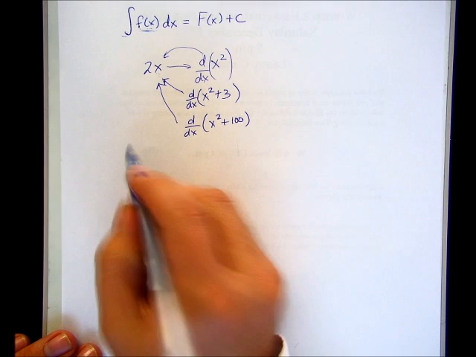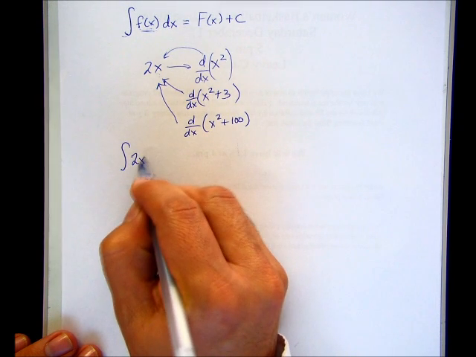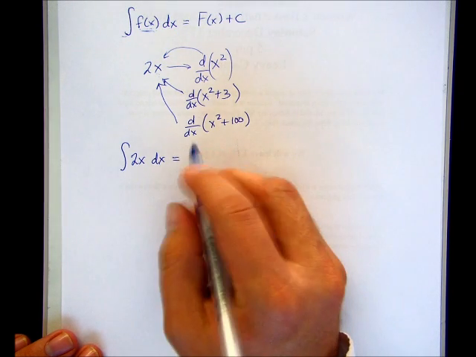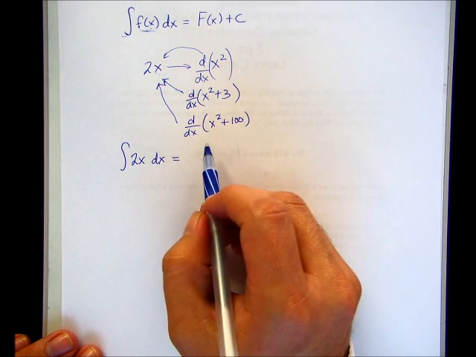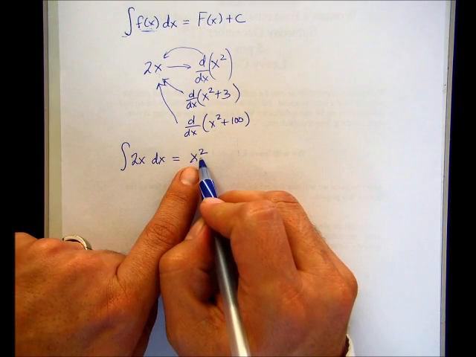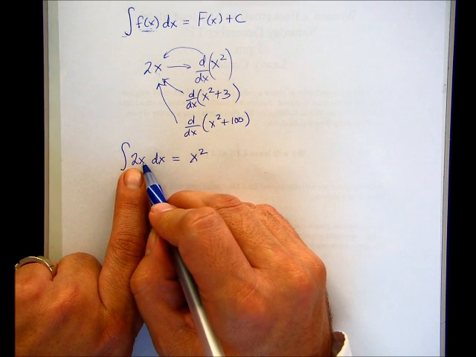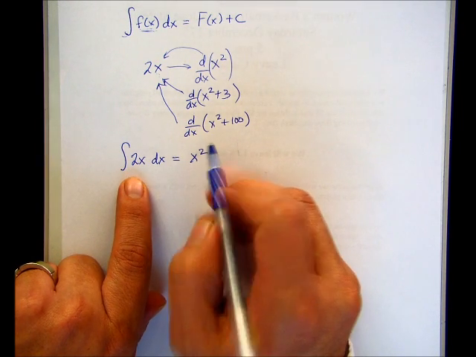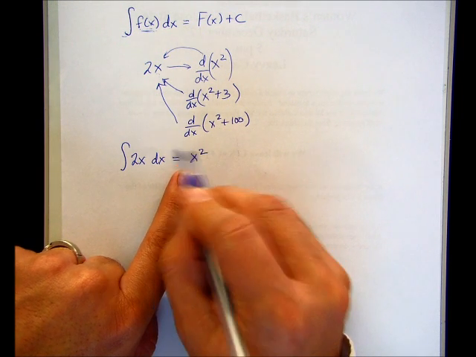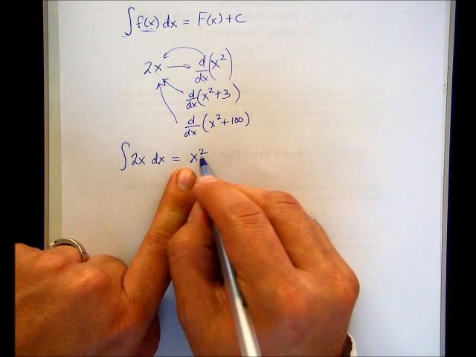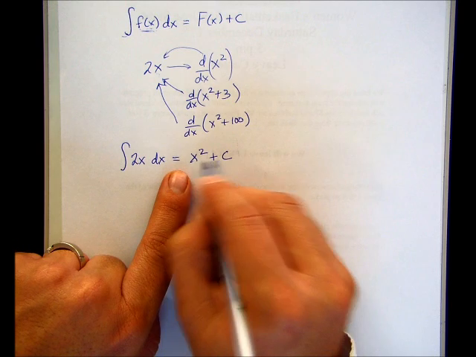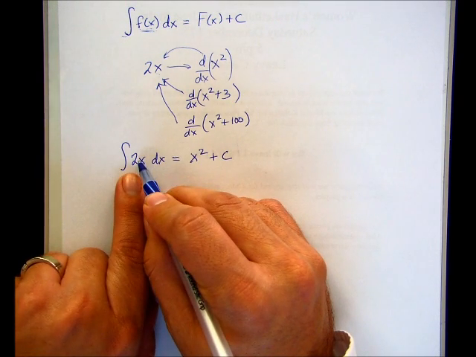So if I was going to take the integral of 2x dx, I'm going to end up with the antiderivative, x squared. It means if I took this derivative, I would get this function. So it's like going in reverse. I take the derivative of x squared and I get 2x. However, I can add any constant to that, and if I take the derivative, I'm going to get 2x.